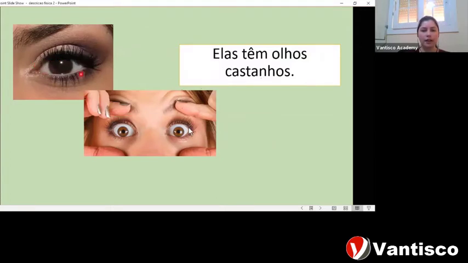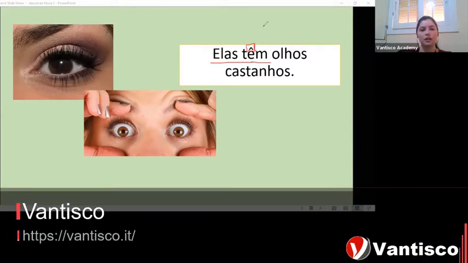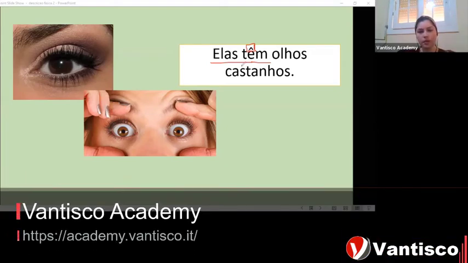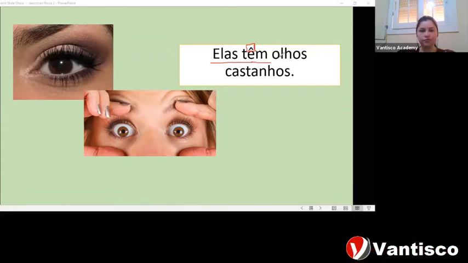All right, talking about eyes now, the color of the eyes. So we have here, in the plural, elas têm olhos castanhos. Elas têm olhos castanhos. The verb there in the plural has this accent, acento circunflexo, but in the pronunciation there's no difference, okay, between ela tem and elas têm. It's totally the same. So, elas têm olhos castanhos. They have brown eyes, okay?